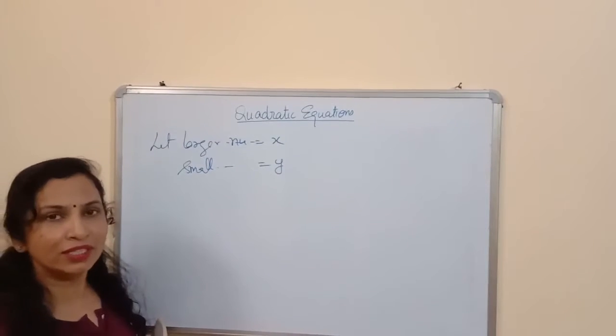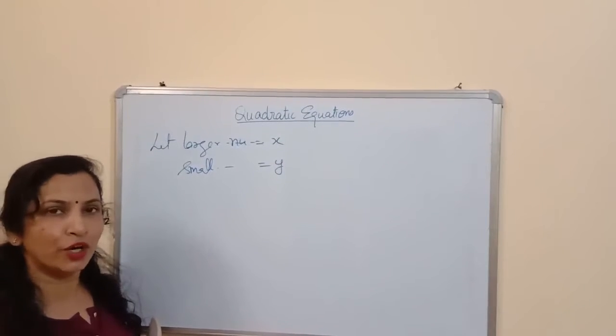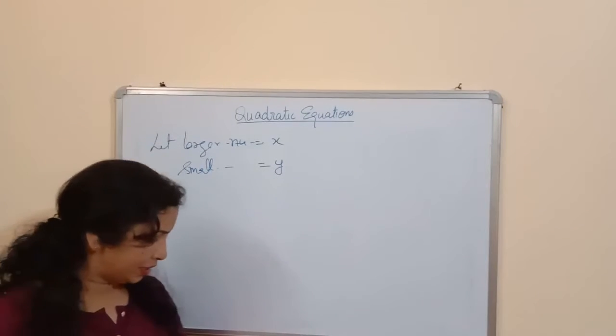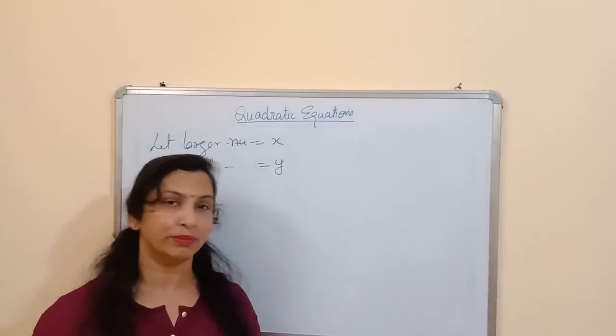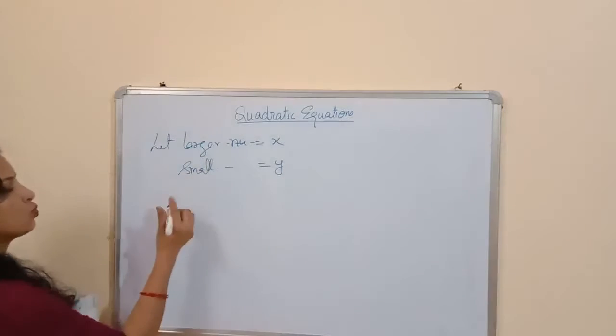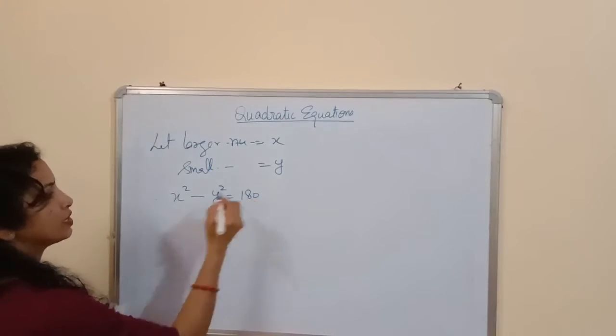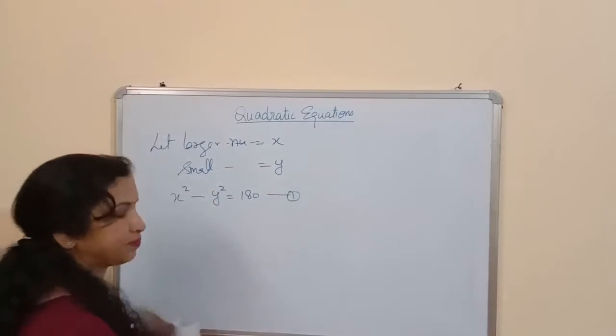And if you want to find the difference between the larger and the shorter number, what will you do? You will subtract the smaller from the larger. And it is given that the difference of the squares of the two numbers, so it means the square of the larger number minus the square of the smaller number is equal to 180. This is equation 1.